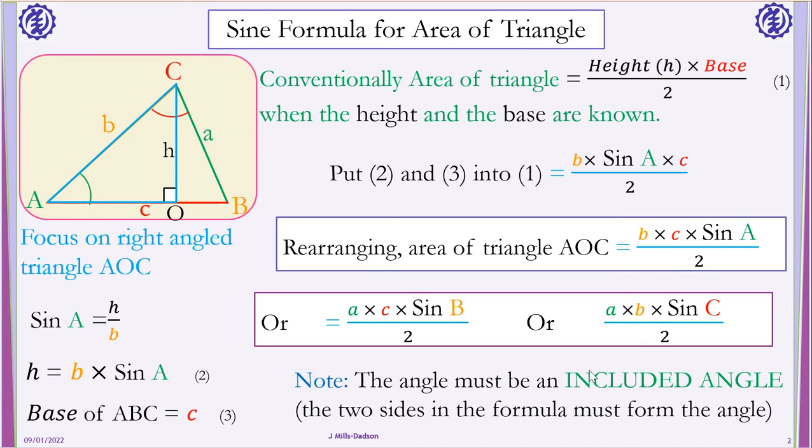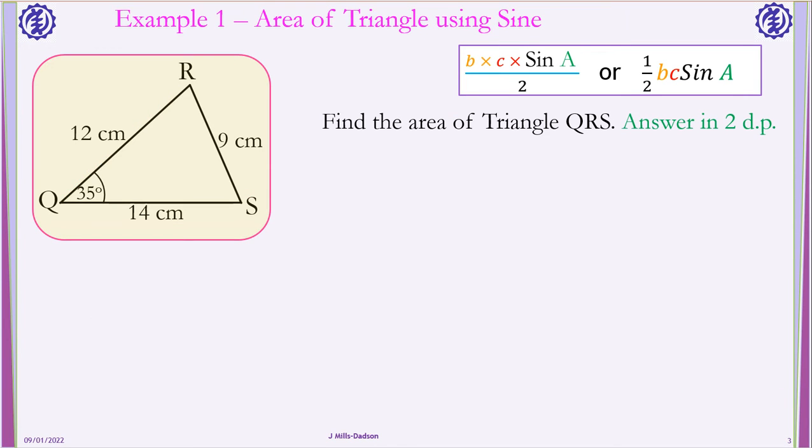And you must remember one thing. The angle must be the included angle. That means the angle must be between the two known sides. To work out the area of the triangle, you must have two known sides, and the angle that you're going to use should be between the two known sides. It's called the included angle. Let's look at some questions.